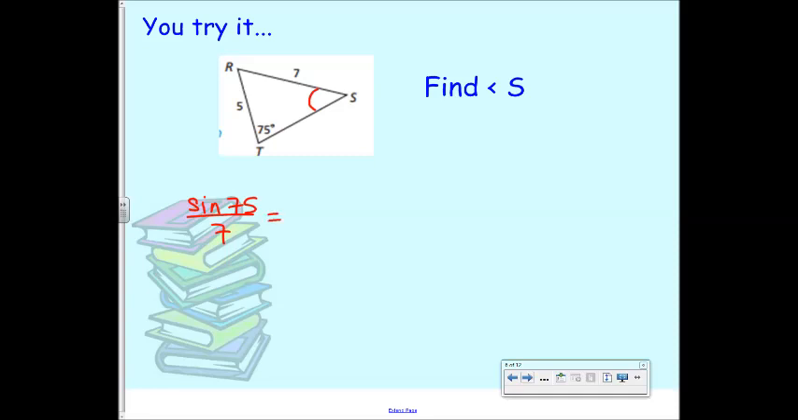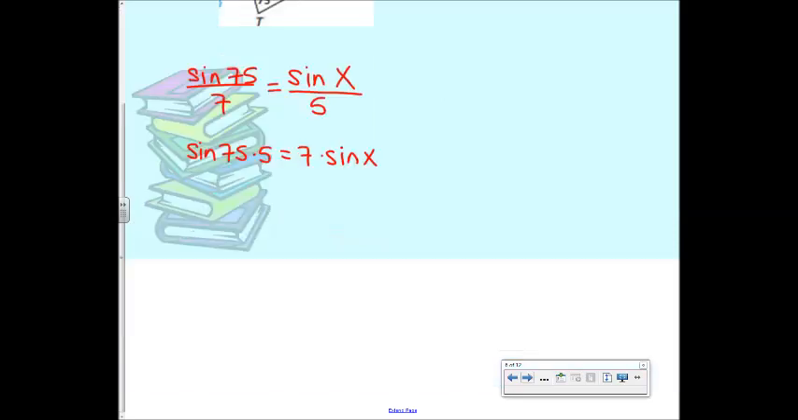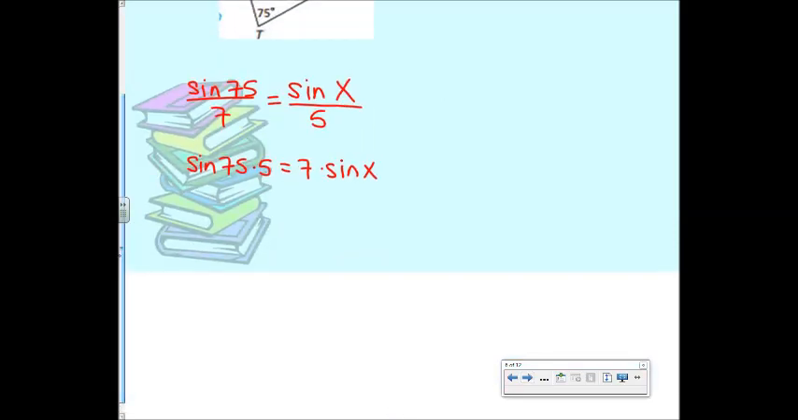Not just x. Sine x. Good. Sine x over 5. Okay, how do I do this now? It's still a proportion, so I still have to start by doing what? Cross multiplying. So I'm going to start by doing sine 75 times 5 equals 7 times sine x. Now, what's sine 75 times 5? 4.83 equals 7 times sine x.